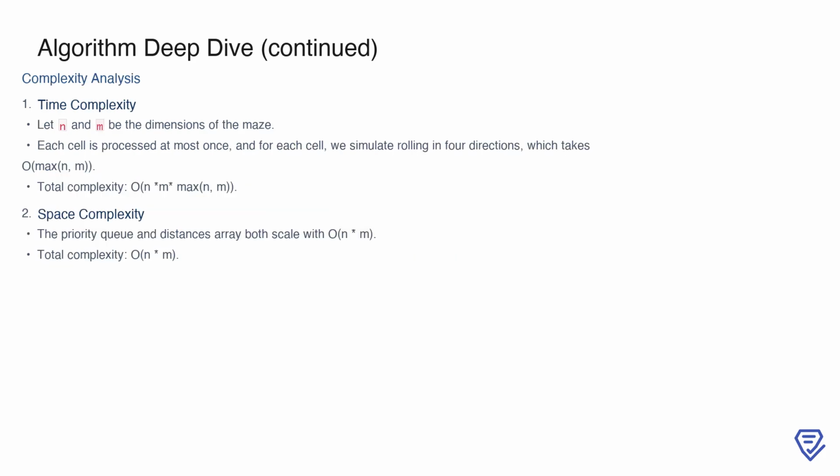To analyze the complexity of this solution, let's consider the dimensions of the maze, n rows and m columns. Each cell is processed at most once, and for each cell, we simulate rolling in up to 4 directions. The rolling process itself can take up to O(max(n, m)) time in the worst case. Therefore, the total time complexity is O(n * m * max(n, m)). For space complexity, both the priority queue and the distances array have a size proportional to the number of cells in the maze, which is O(n * m). Overall, the algorithm is efficient given the problem's constraints, balancing both time and space considerations effectively.